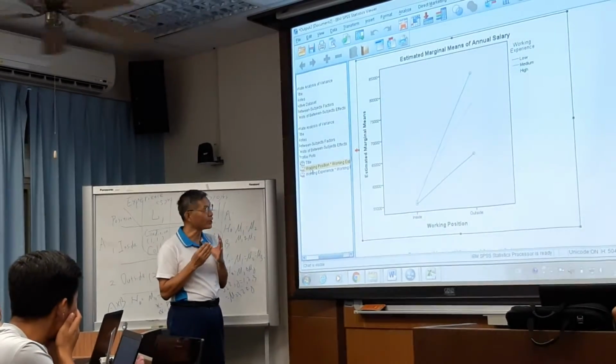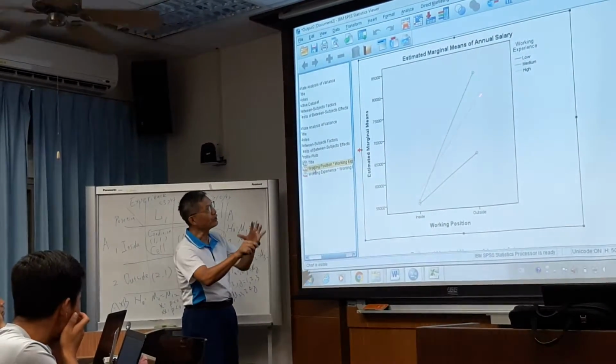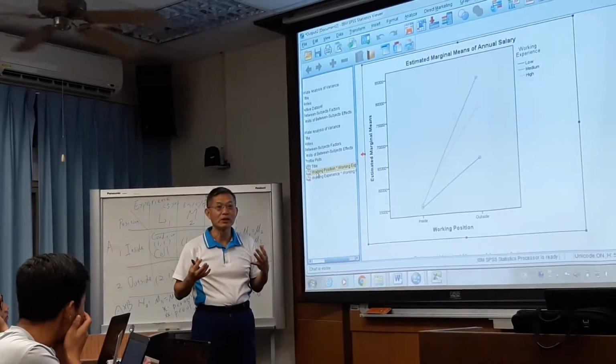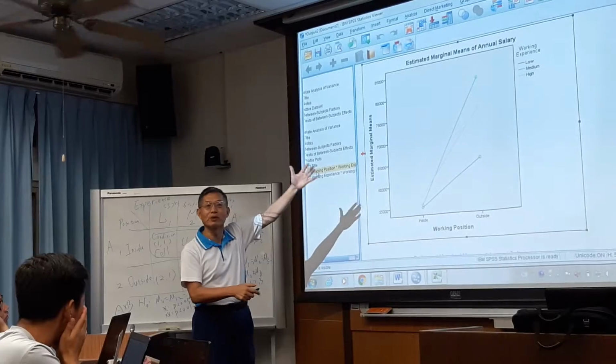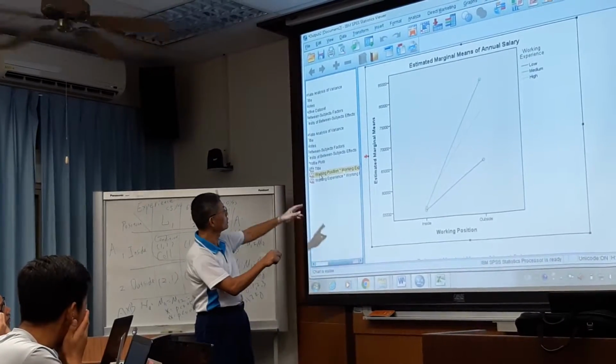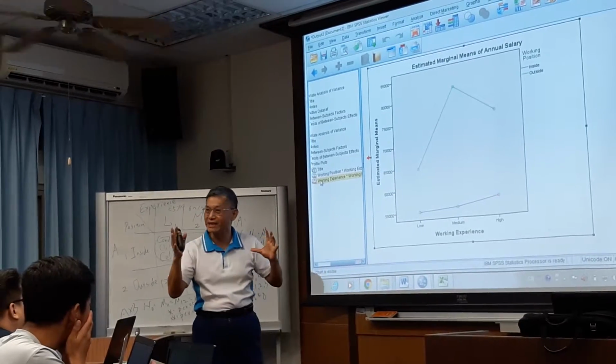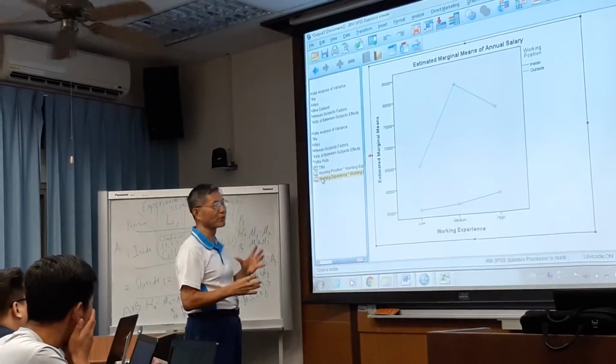Our choice is always to pick the one which has a smaller number of lines on the diagram. Because there are too many lines, there are four different colors. Can we go to the second one? So there are only two lines. This is easier for you to visualize or compare.